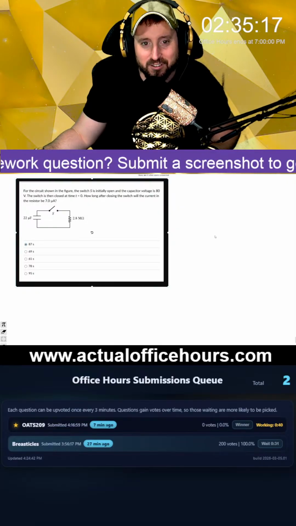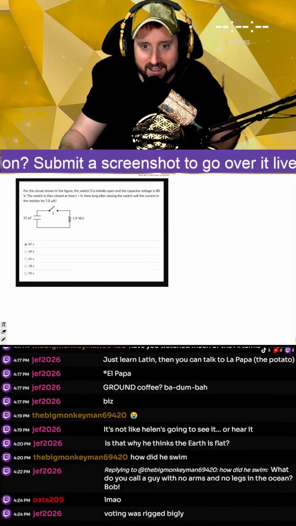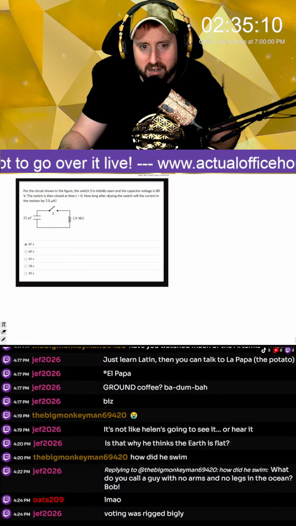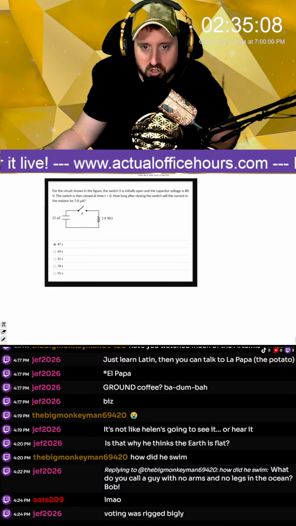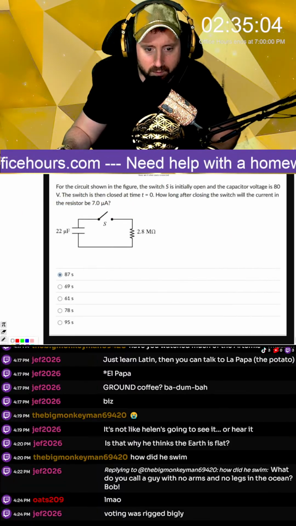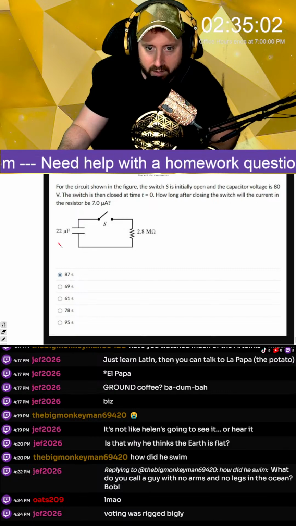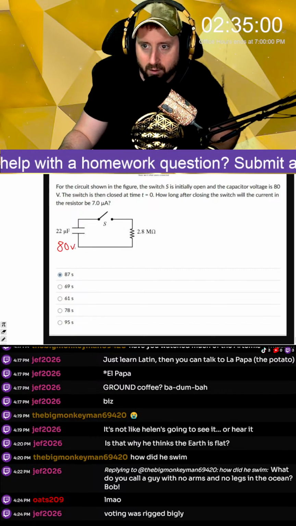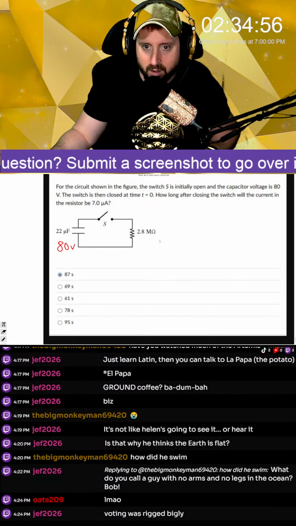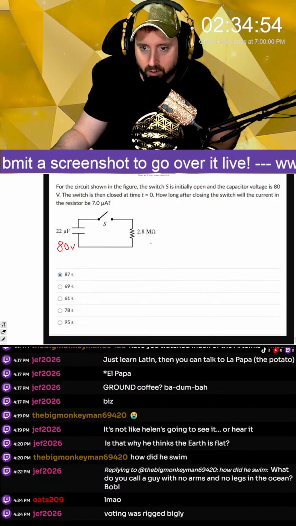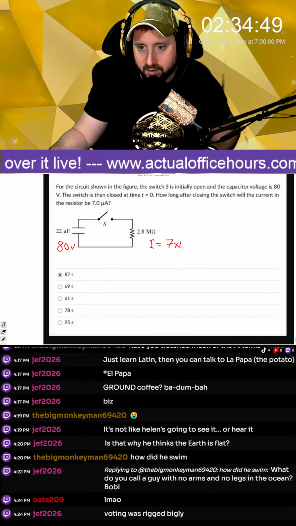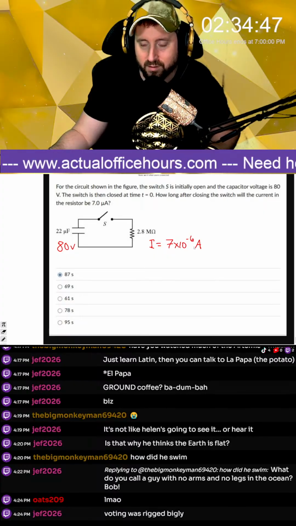Okay. For the circuit shown in the figure, the switch S is initially open, and the capacitor voltage is 80 volts. Oh, okay, so it's actually charged. Okay, cool. So this is originally 80 volts, and then it's closed at time t equals 0. How long after closing the switch will the current in the resistor be 7 microamps? Okay, so we want I to be equal to 7 times 10 to the minus 6 amps.